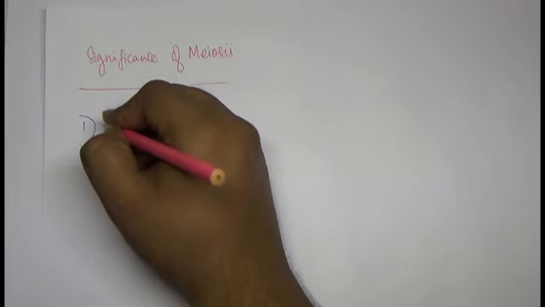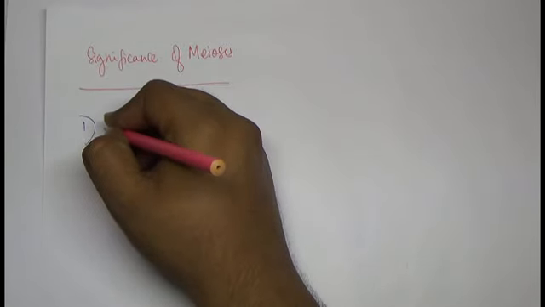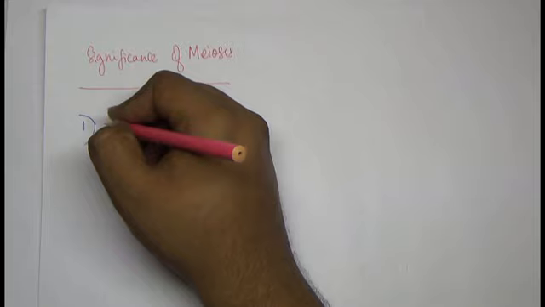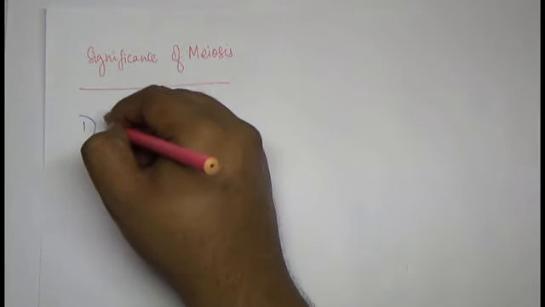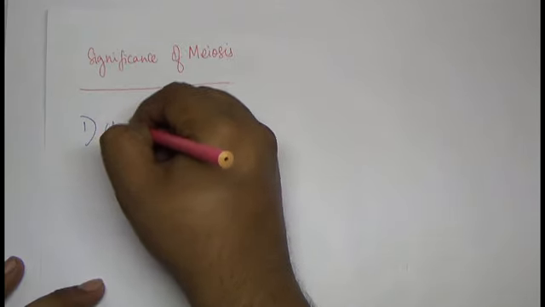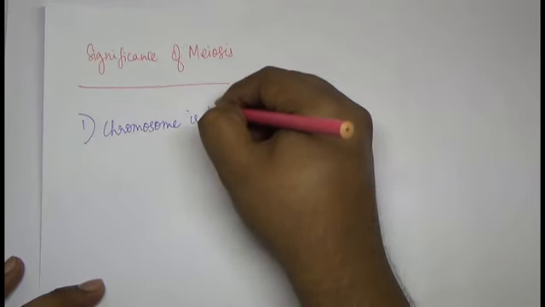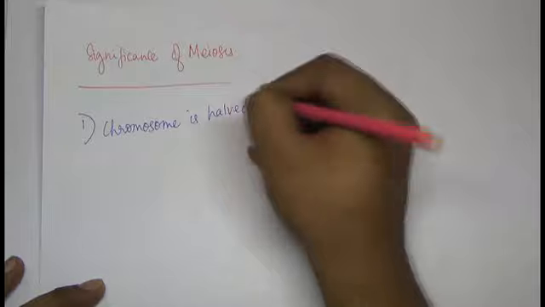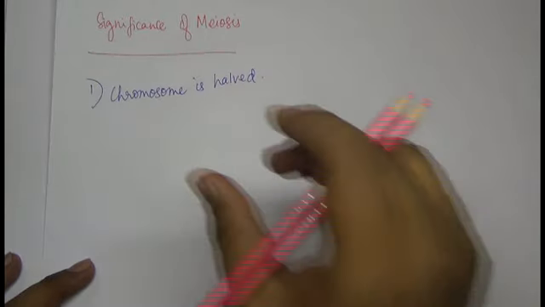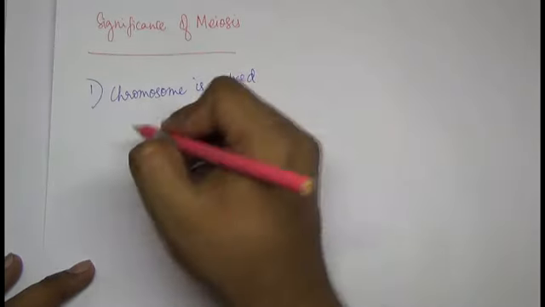Coming to the last part of this chapter, we discussed the significance of meiosis. The first significance of meiosis is it maintains the chromosome number. Okay, it maintains the chromosome number in each generation. As we know that the chromosome is halved, right? The chromosome is halved after every meiosis. So if it wasn't halved, what would happen?